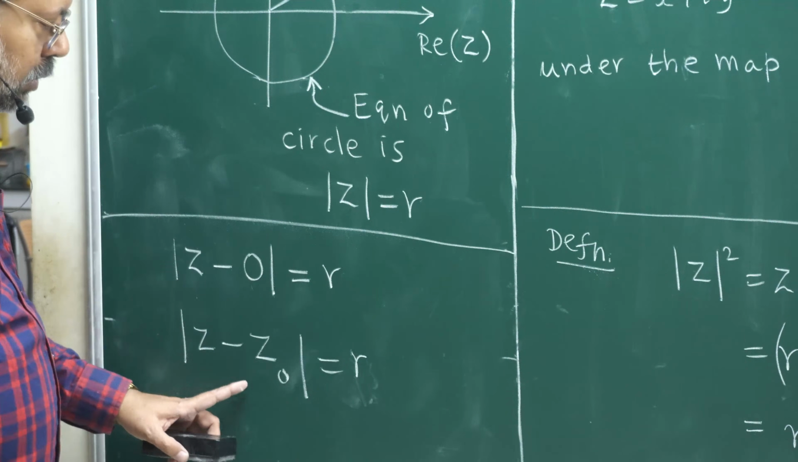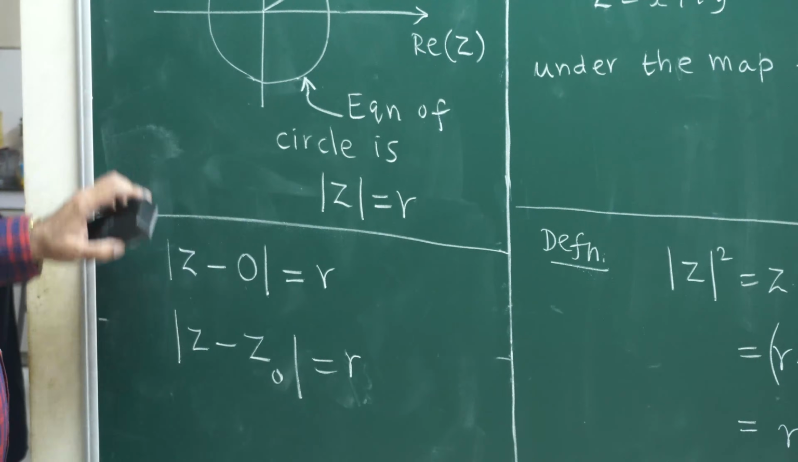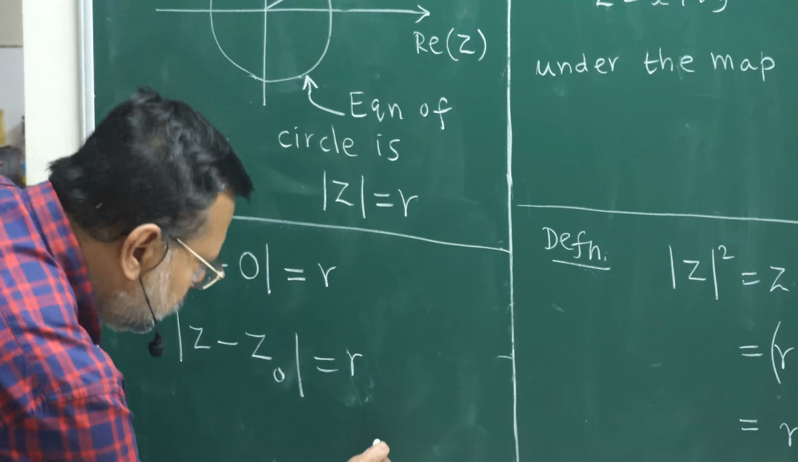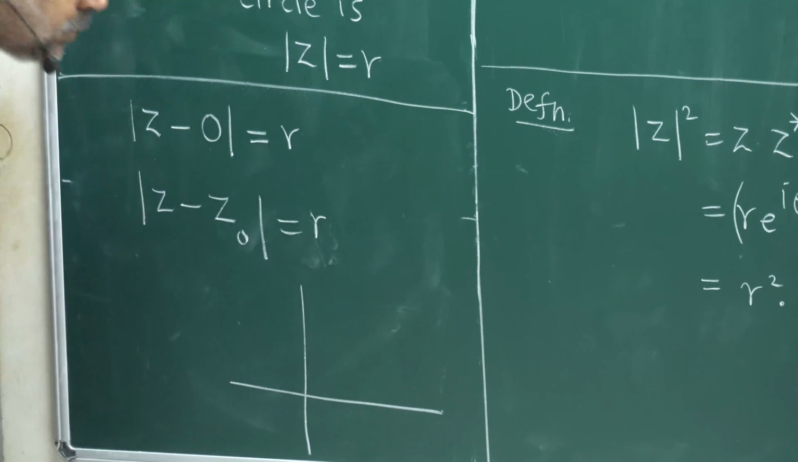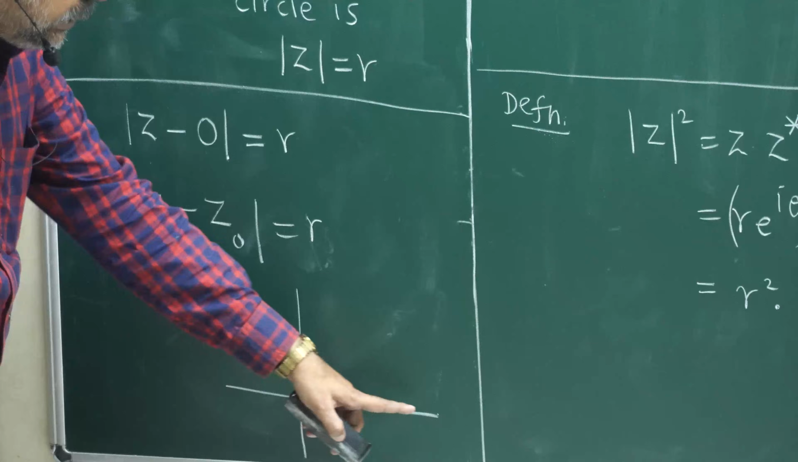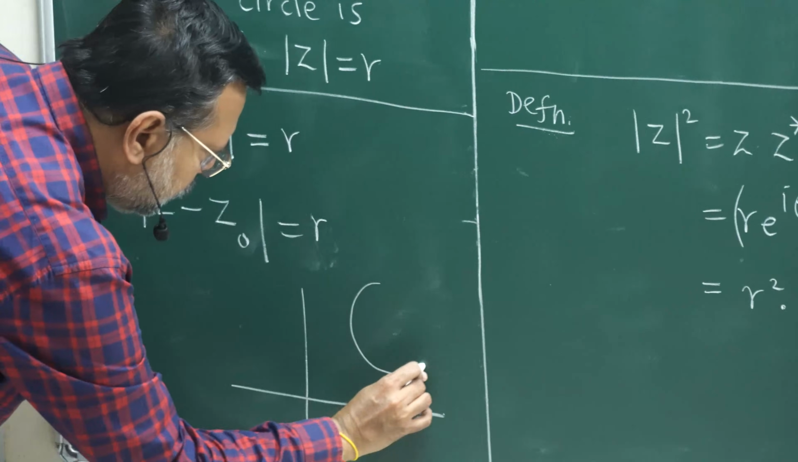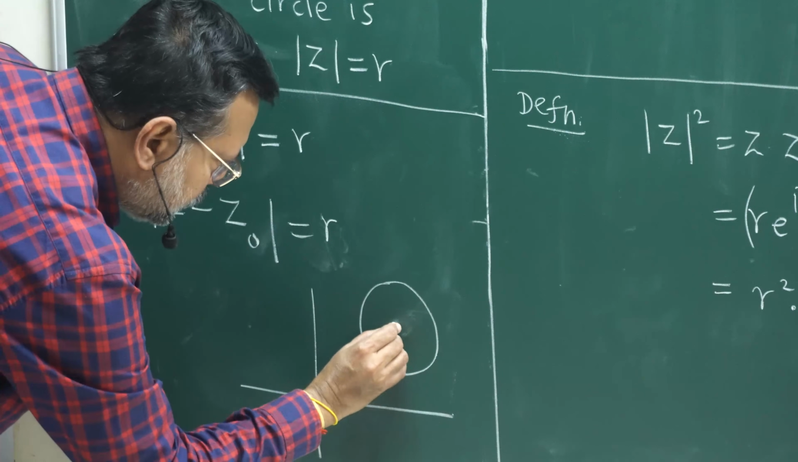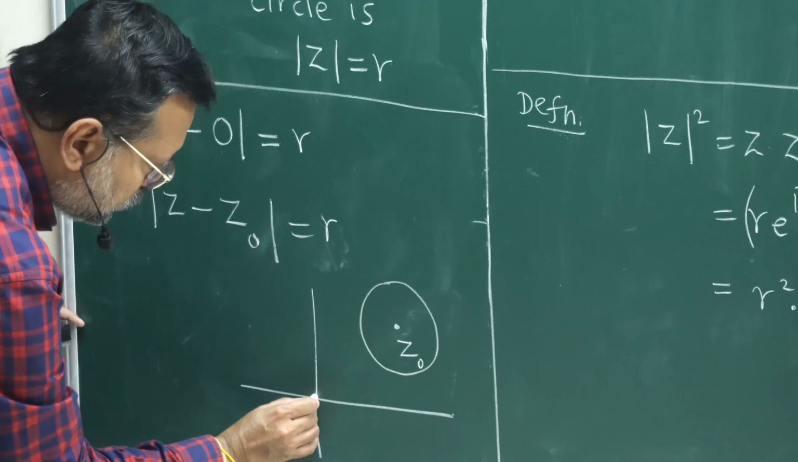So now therefore, according to this, let me draw the circle. Maybe here I will draw. Suppose I take this as the real part and that's the imaginary part, I can draw the circle here, and that is the center. I'll say this is z naught. This is the origin.